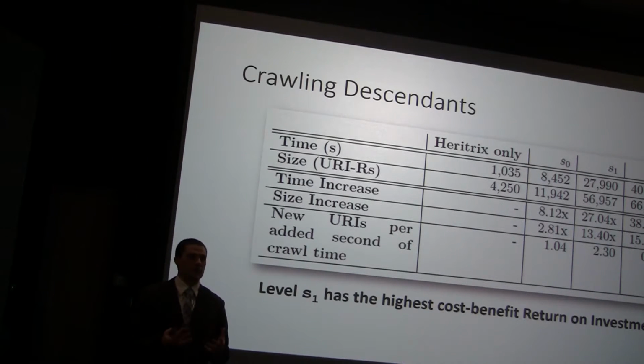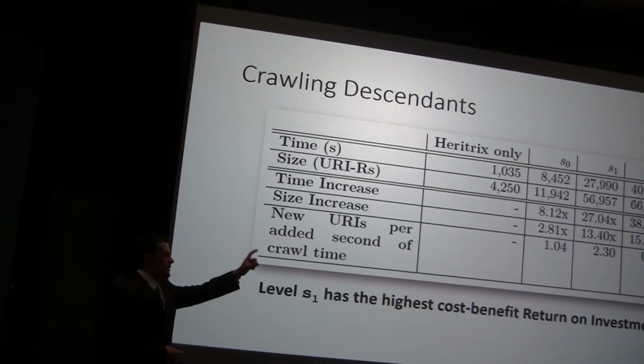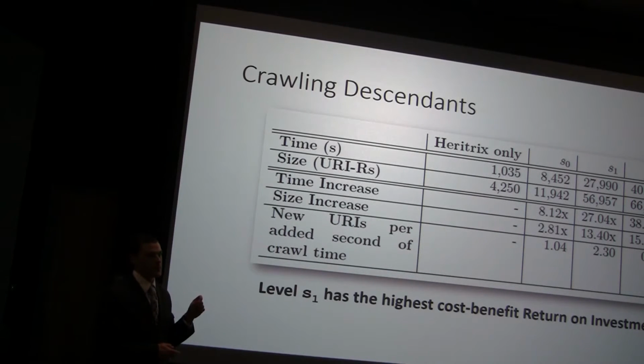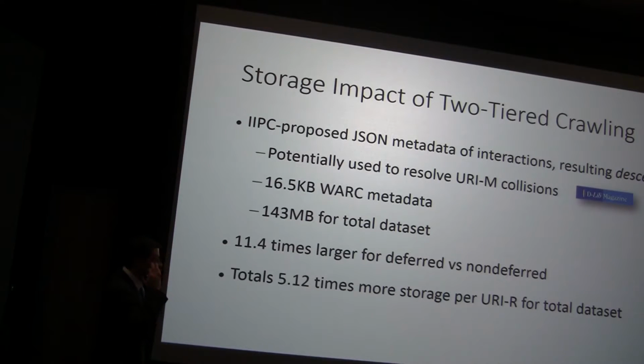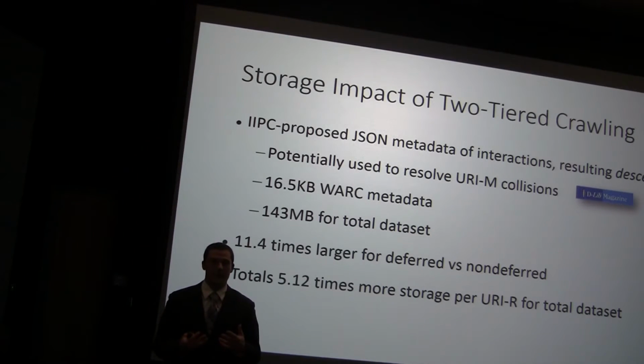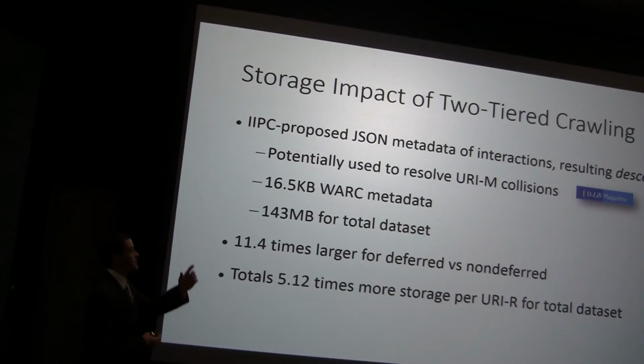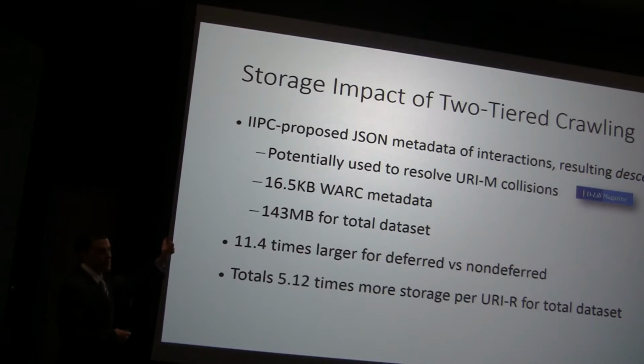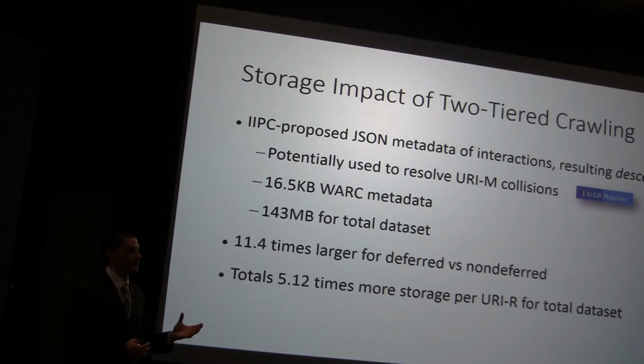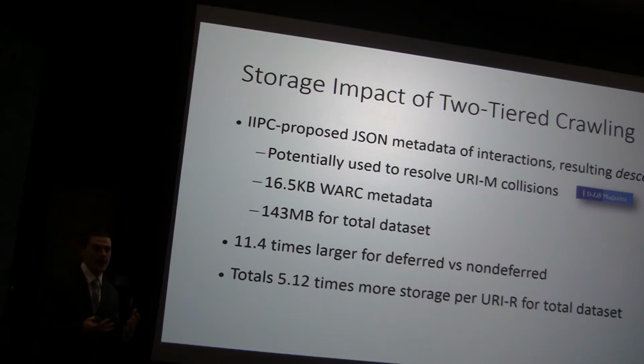So if you're concerned about your crawl time, we recommend that you stop after crawling that first level of interactions. As I've mentioned, this can be expensive in time, but it can also be expensive in space. In order to store these descendants, we propose that the archives use the IIPC proposed JSON metadata and add that to their WARCs, the web archiving file formats that they use to store this information, in order to represent the fact that we have a descendant.